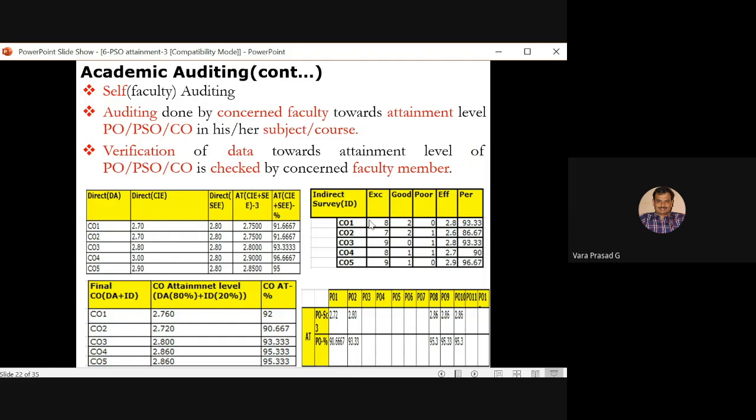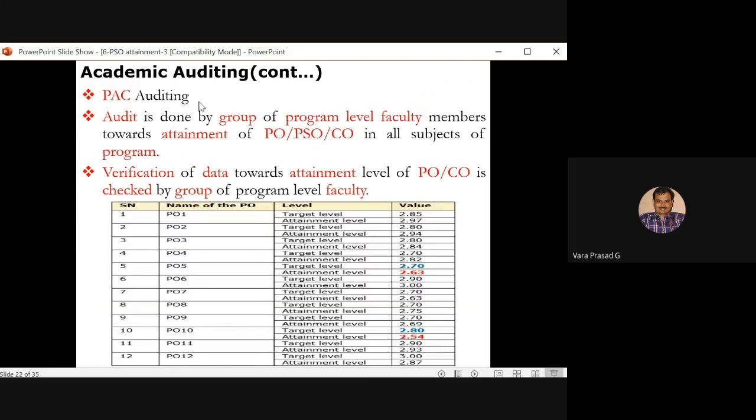Since this particular subject is mapped with five POs, at the end of the semester I have to give the PO attainment on the scale of 3 as well as a percentage. In PSO also, I can give it like that. So I have to verify whatever data I have provided, cross-verify it once again, and put my signature. That is called self auditing.